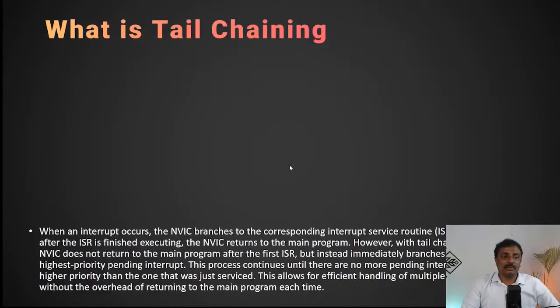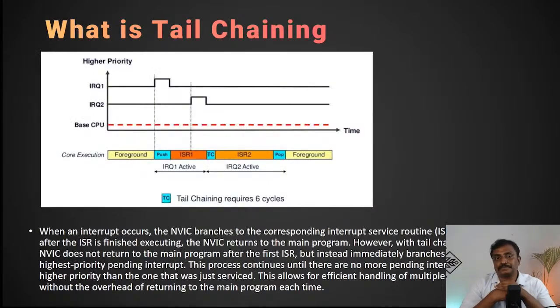So tail chaining, what is tail chaining? Whenever an interrupt occurs, it goes to the interrupt service routine, and suddenly another interrupt occurs. Once the service is completed, instead of returning to the main program, it executes the next interrupt without returning to the main program. All the pending interrupts are executed, and once they are all executed, it goes to the main program. So this is called tail chaining.